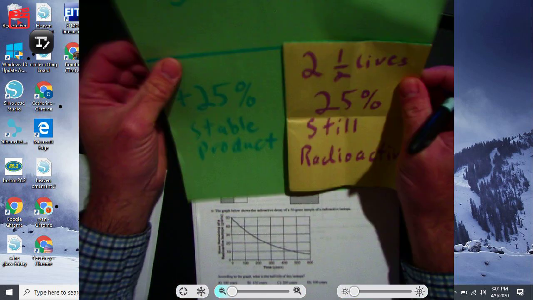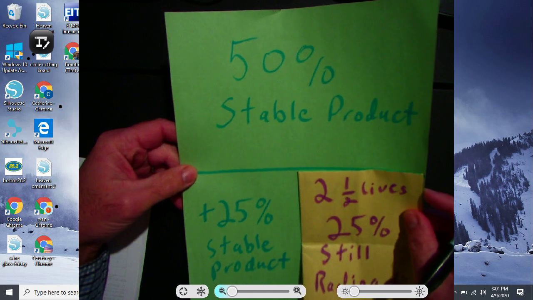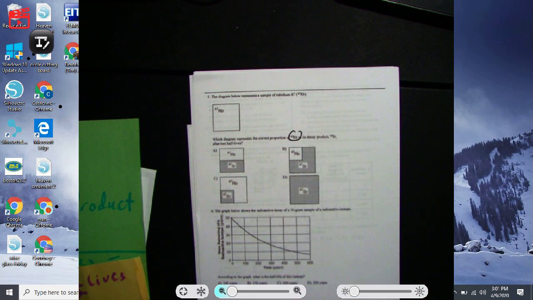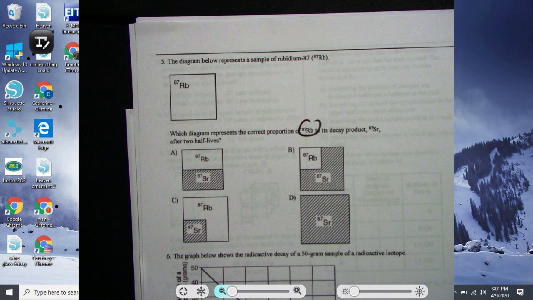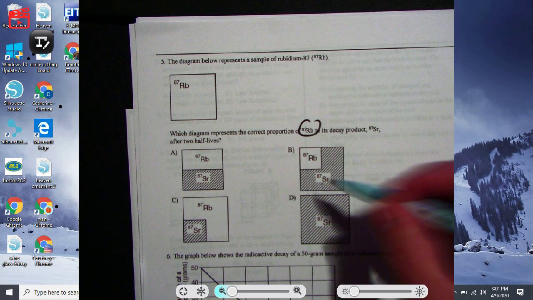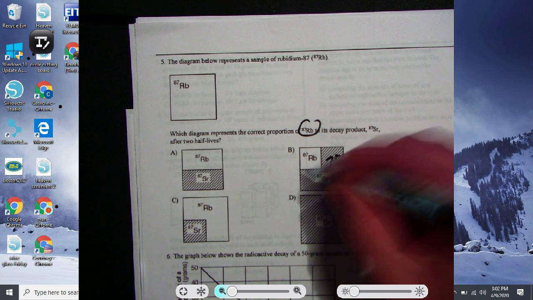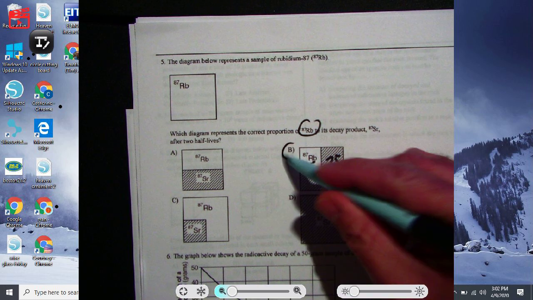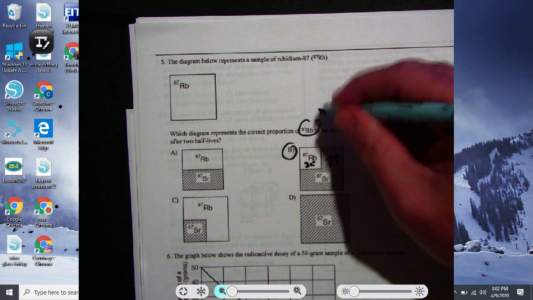The small square is going to be still radioactive. The larger pieces are going to be stable. That's really, really important, because here, rubidium-87 is the radioactive part. The only thing they do differently than I showed here is they put the boxes in the other corners. So this one here is 75% stable, and this is 25% still radioactive. That gives us answer letter B. Make sure this is the radioactive.